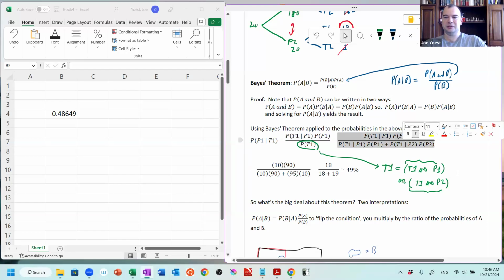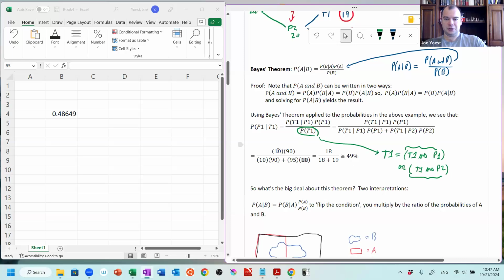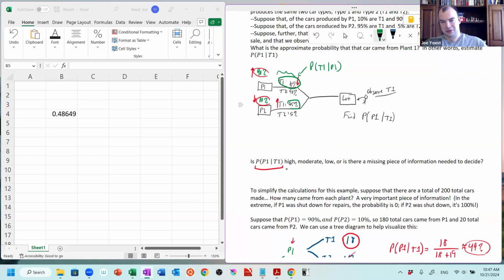And now I've rephrased my problem in components that I have access to, right? The probability of a car overall coming from plant 1 is 90%. So I put that here and here. The probability overall of a car coming from plant 2 is 10%. So I put that there. And then given that a car came from plant 1, the probability it's type 1 is 10%. So I'll put that here and here, right? That's where this conditional probability and this conditional probability show up. Probability of type 1 given the car came from plant 1. And then probability of type 1 given plant 2. That is our 95% here. That is probability of type 1 given plant 2, this number here.